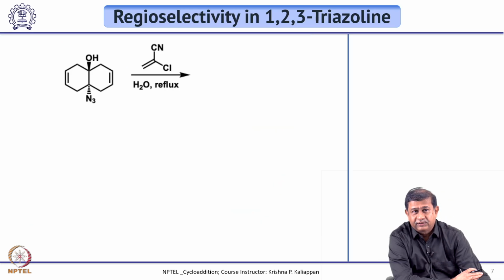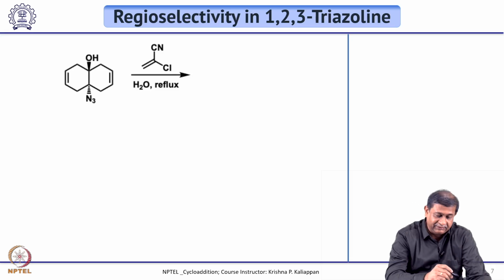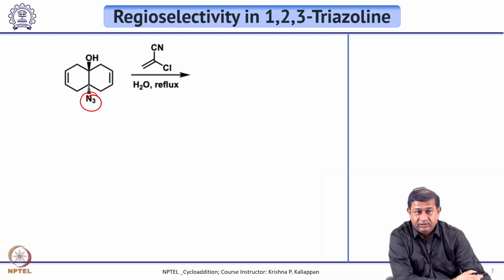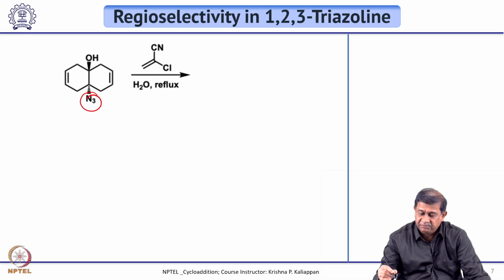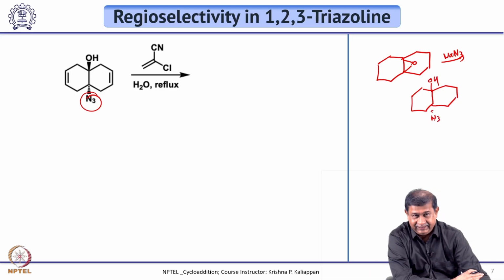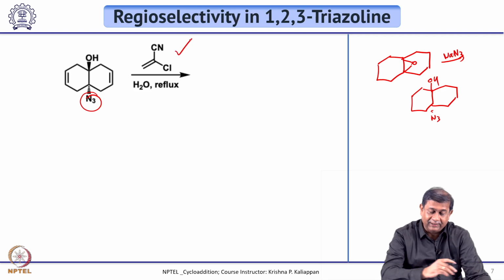This type of 1,3-dipolar cycloaddition can also happen with sterically crowded azides. For example, if you take this azide, this is attached to a quaternary carbon, and this type of azide is normally made when you have an epoxide like this and treat it with sodium azide. You can do an SN2 opening of this epoxide, so you will get the trans hydroxy azides. This then undergoes 1,3-dipolar cycloaddition with alpha-chloroacrylonitrile.